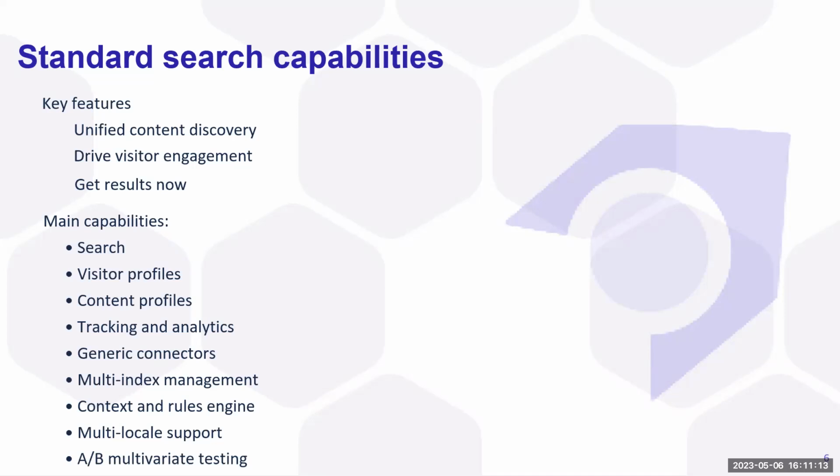Next is to get results now. It allows easy implementation through web-based configuration and flexible integration into any website through APIs and pre-built components. It provides visitors with predictive type-ahead search in milliseconds, all backed up by AI-assisted personalization out of the box.